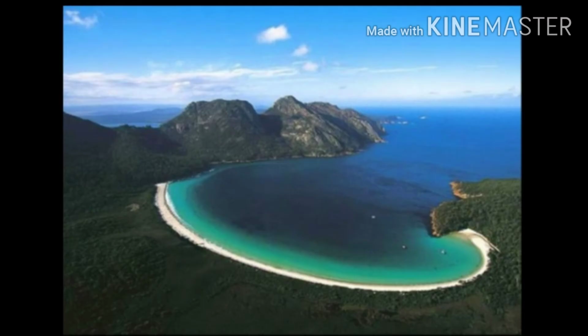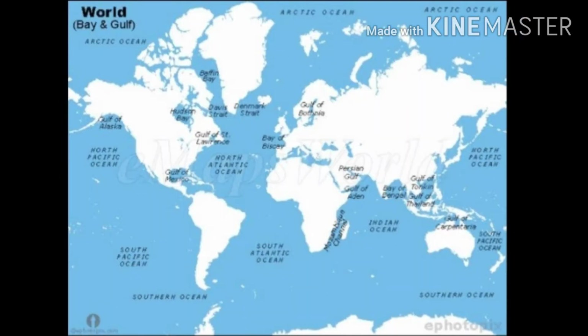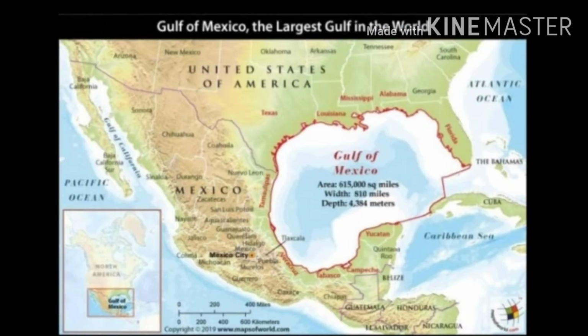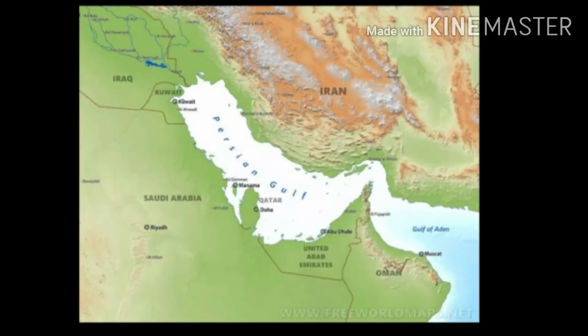Most bays are part of oceans or seas. The Bay of Bengal in India and Hudson Bay in North America are some examples of bays. Some bays which are larger in size are also called a Gulf. Examples are the Gulf of Mexico and the Gulf of Persia, or Persian Gulf.